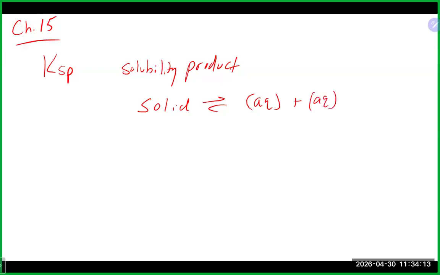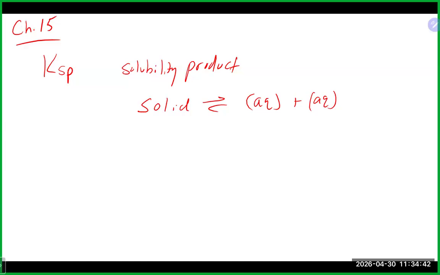And as we went through it, we could use KSP to do several different things. We could use the KSP value to figure out the molar solubility of something, which is moles per liter, or the grams per liter solubility of a compound. If we know the solubility of the compound, we could also figure out what the KSP value would be for that particular compound by doing a calculation like that.